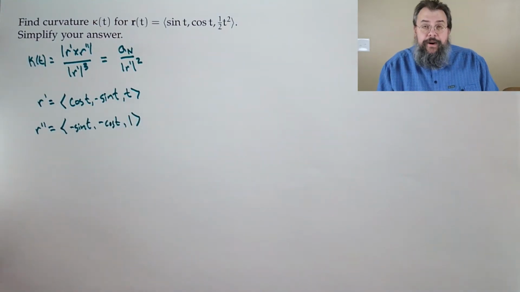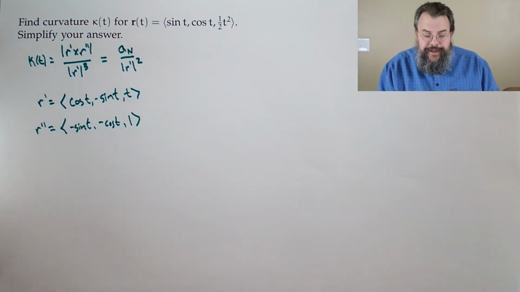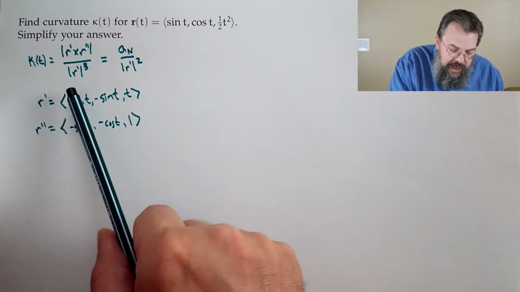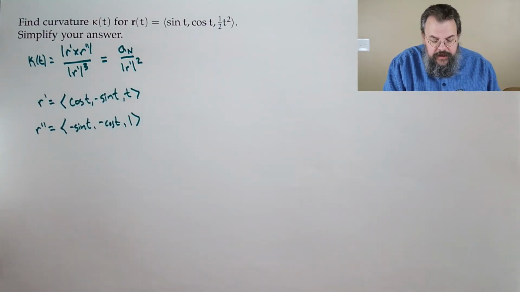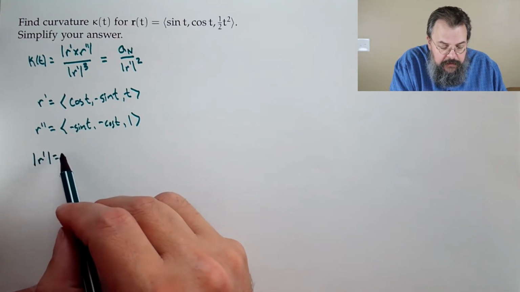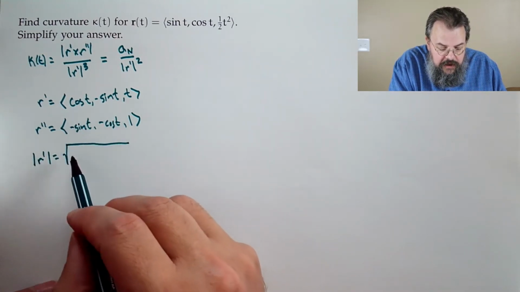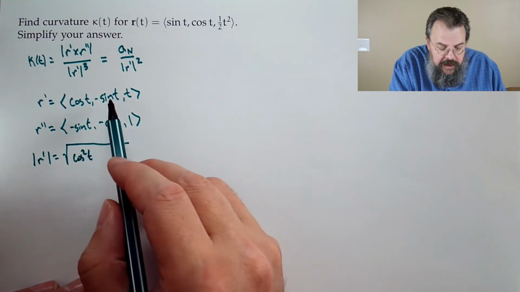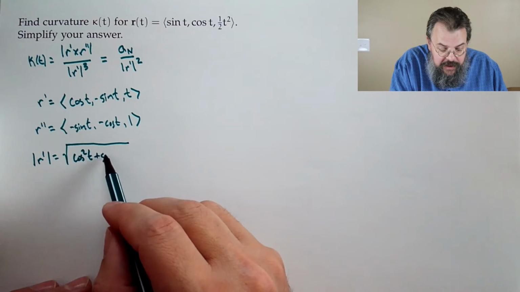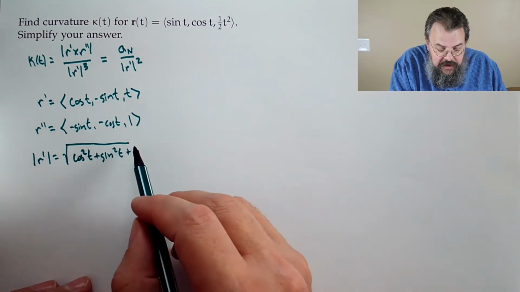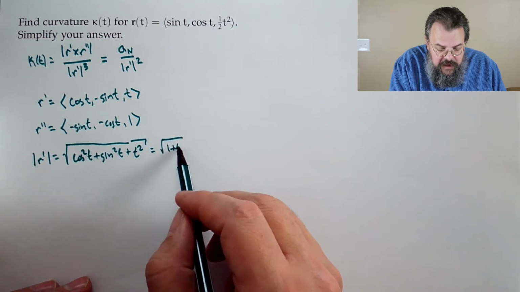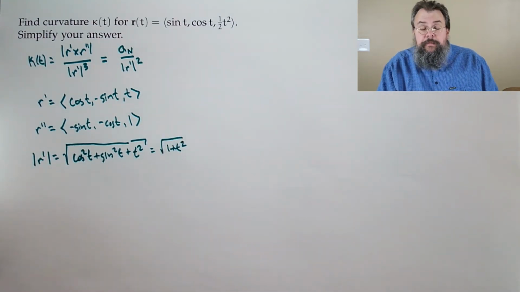All right, so now we have our derivatives. Good. So let's start with the magnitude of r prime, because that shows up everywhere. So we're going to have to do that eventually. The magnitude of r prime will be the square root of cosine squared plus sine squared, and notice because we square, the negative goes away, plus t squared. Okay, that's the square root of 1 plus t squared. That's not so bad.